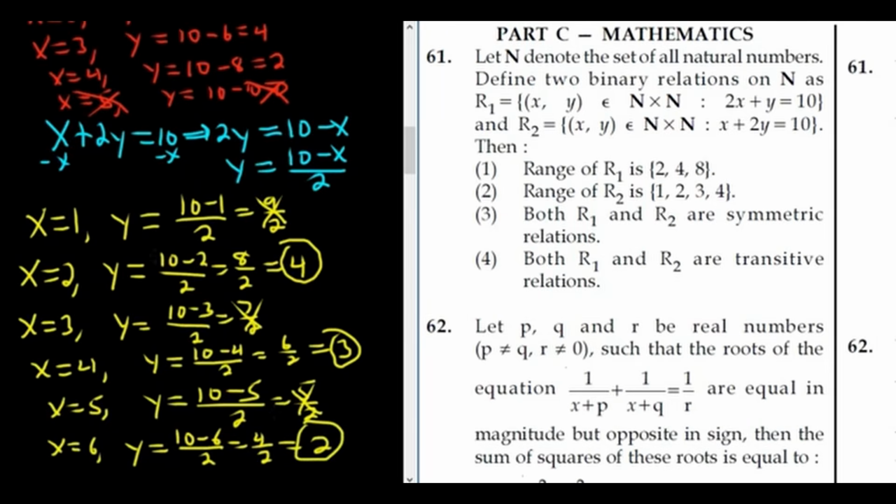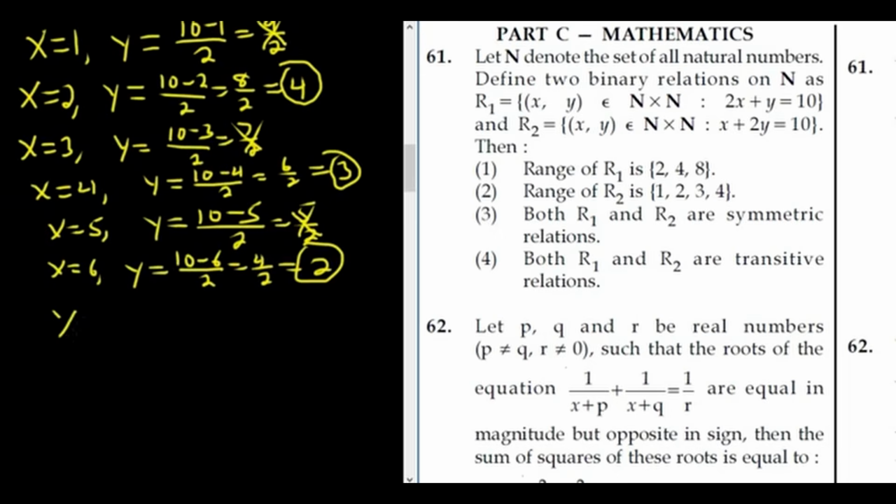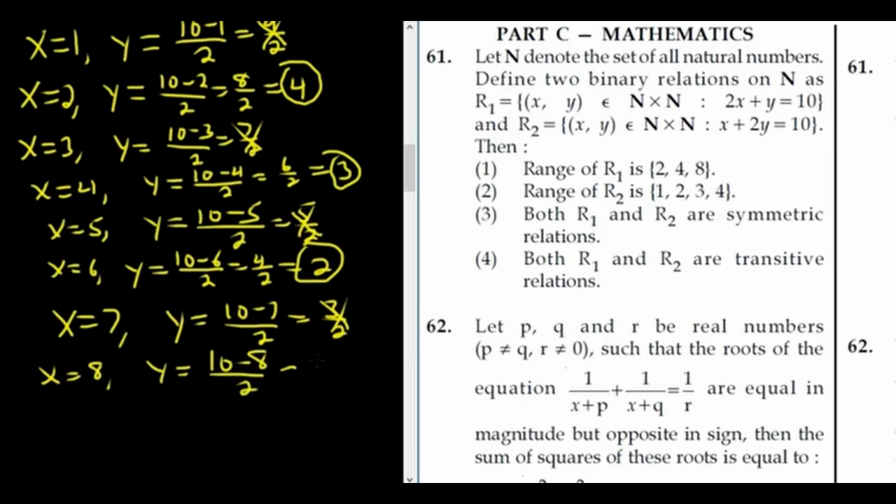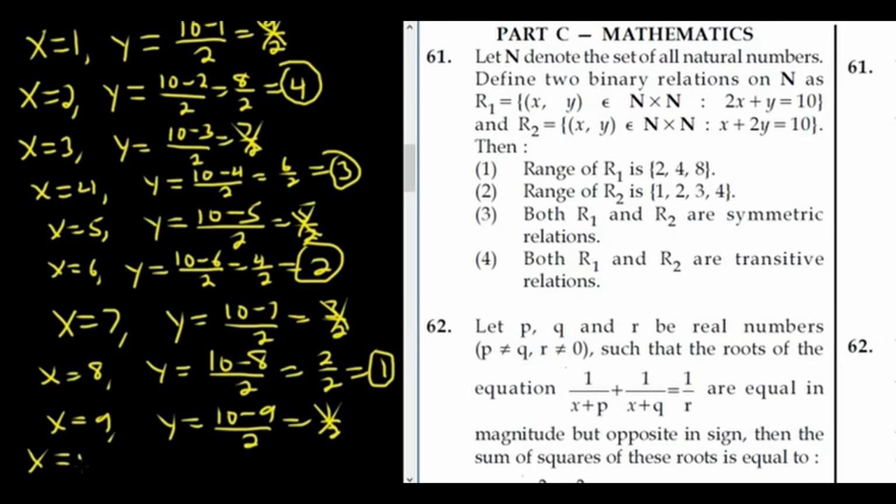Okay, let's keep going. When x is 7, we get y equals 10 minus 7 over 2, which is 3 over 2, which is no good. When x is 8, getting there, we get 10 minus 8 over 2, so 2 over 2, which is 1. That's a whole number, so it's in the range. X is 9. That's not going to work because we get 10 minus 9 over 2, that's 1 over 2. That's not a whole number. And then x equals 10. Once we get to 10, we get 10 minus 10 over 2, which is 0, so we can't go further.